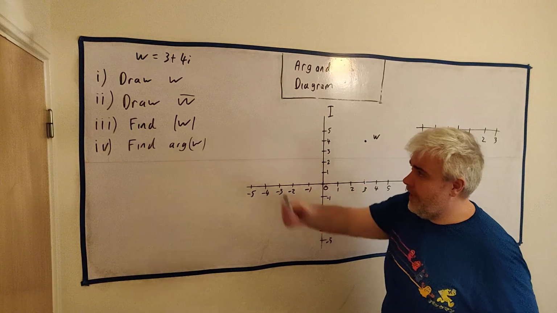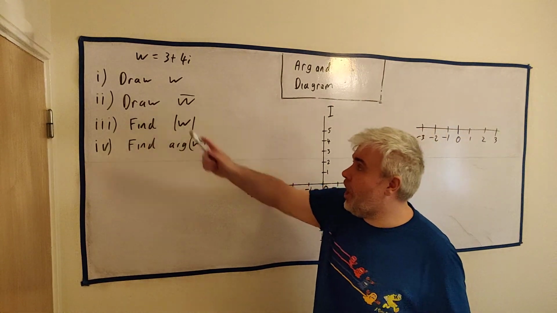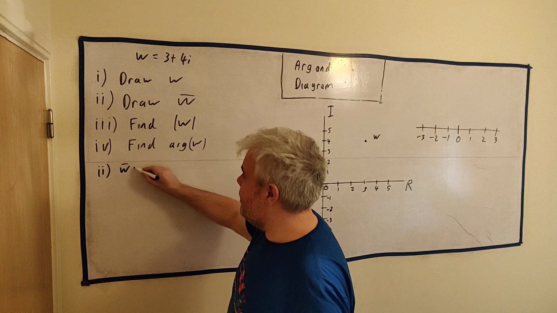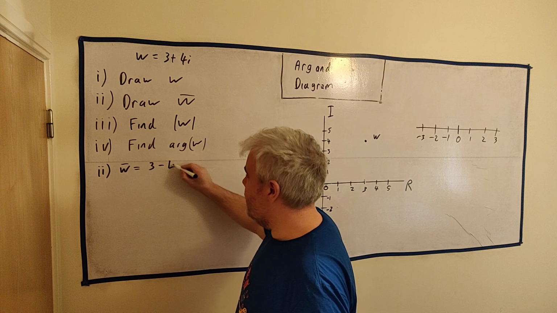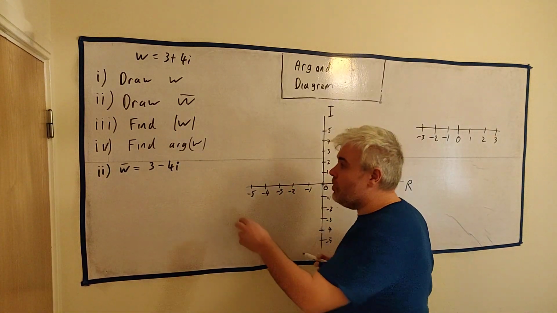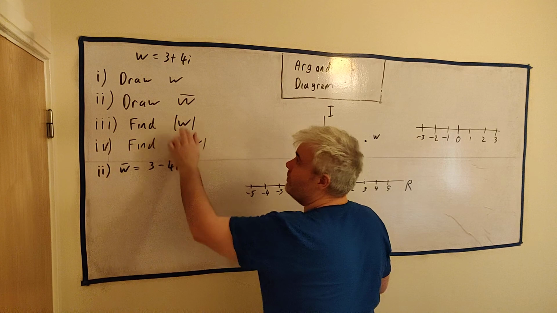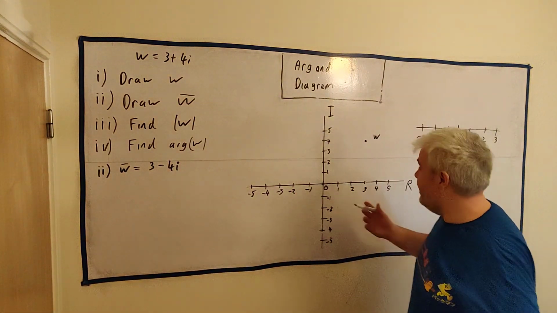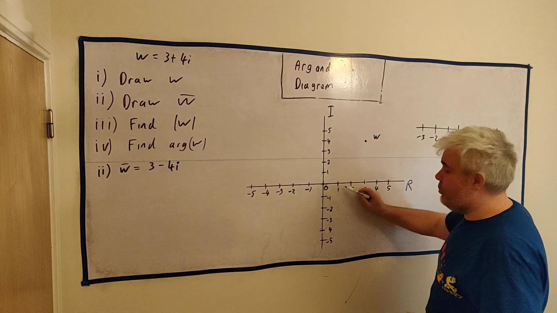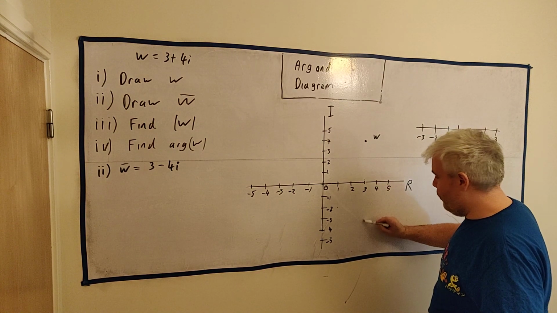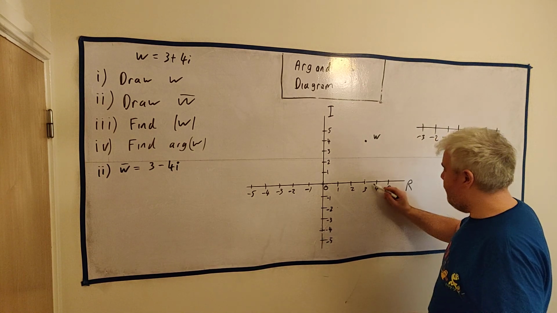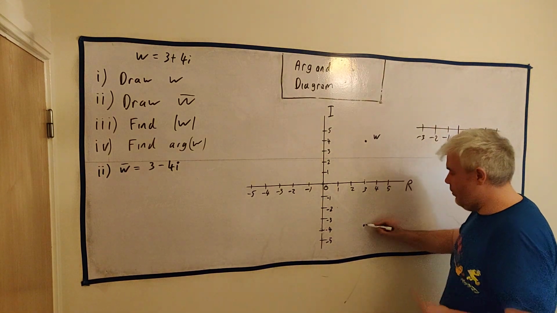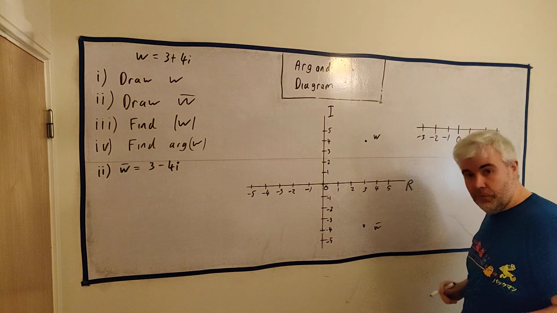But let me continue to answer these questions here. The conjugate of w, I can go ahead and write that out. The conjugate of w is equal to 3 minus 4i. It's very simple to do. We just change the sign of the imaginary part. And that, again, should be quite simple to draw. It is +3 on the real line, and -4 on the imaginary line. And we get another point there. We get the conjugate of w.